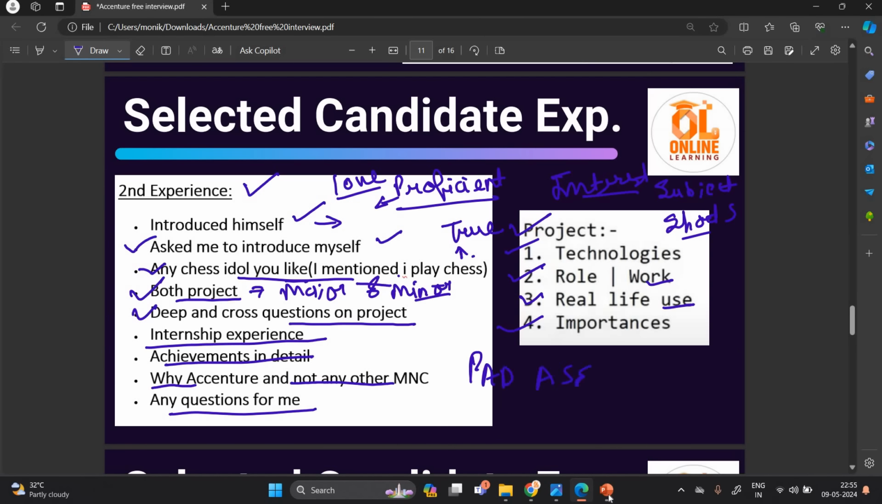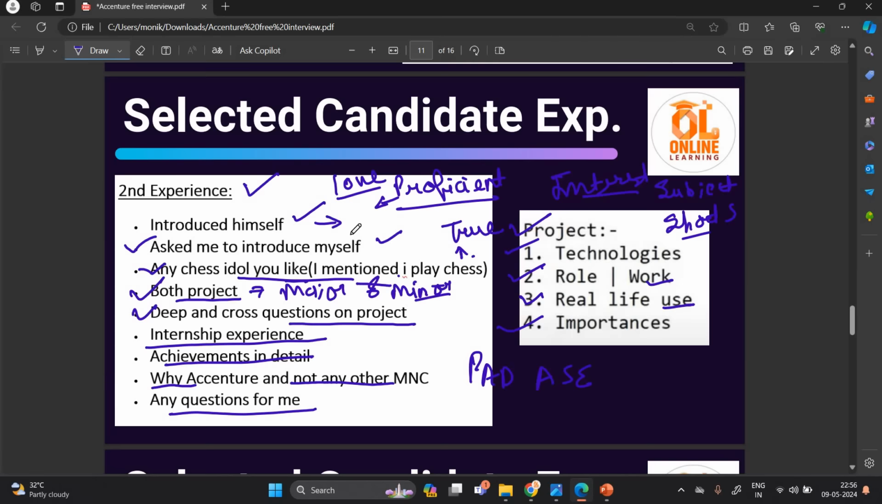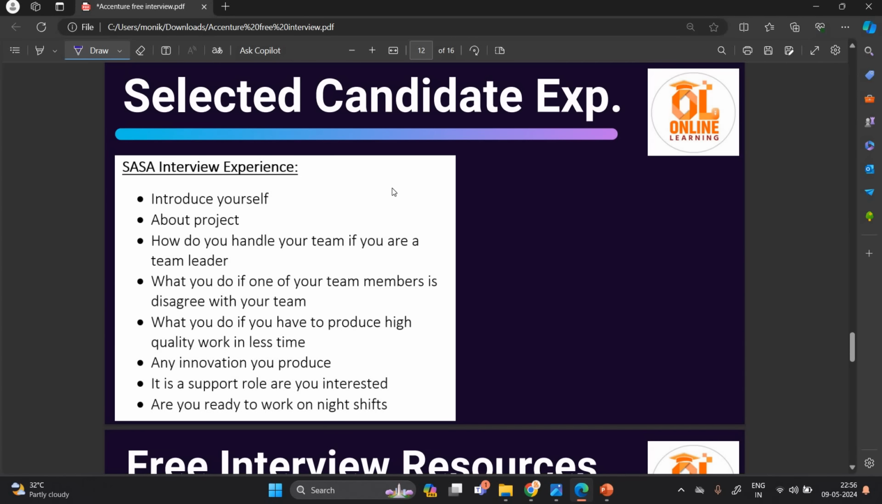In the package app development associate role, we can expect questions like introduction, resume based questions, project based questions, some technical concepts and HR related questions. That I already mentioned. This is related to the System Application Service Associate role, 3.4 LPA package for BCA and BSc. Introduce yourself, about project, how do you handle your team if you are team leader. So how to answer this question, I will tell you.